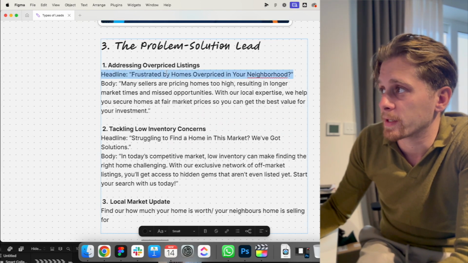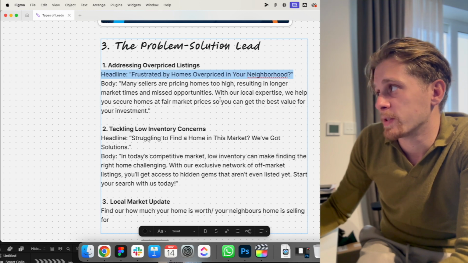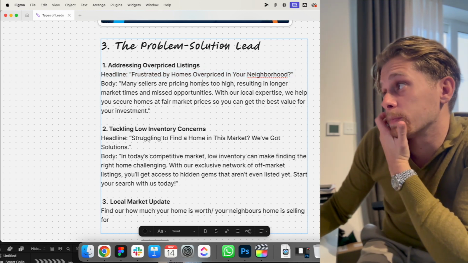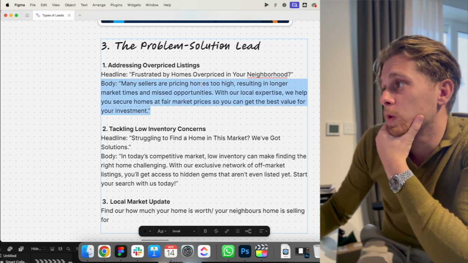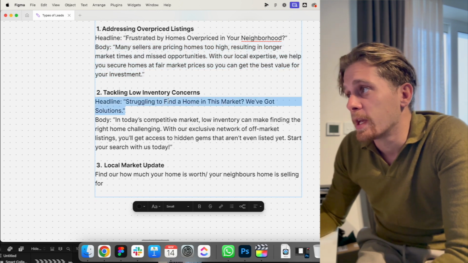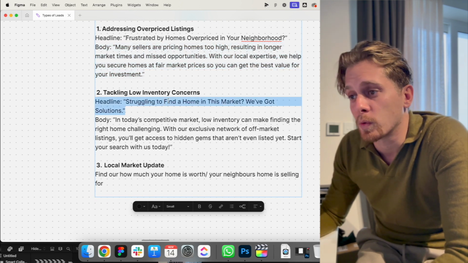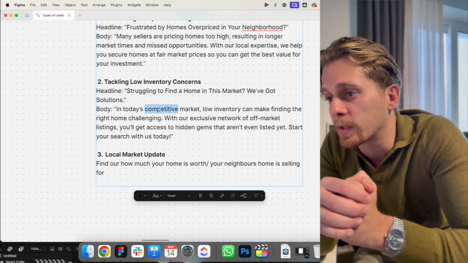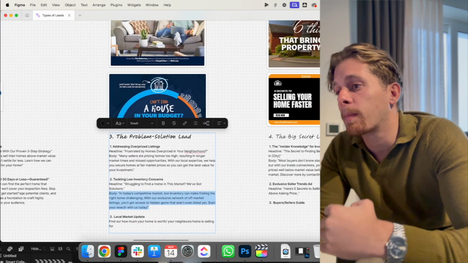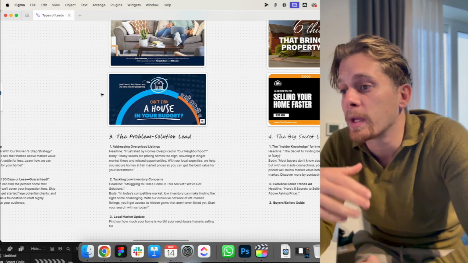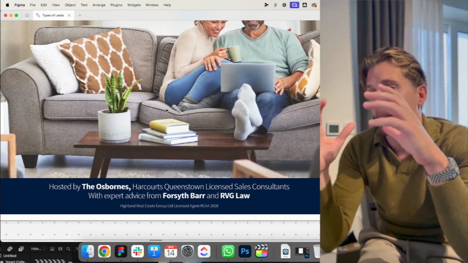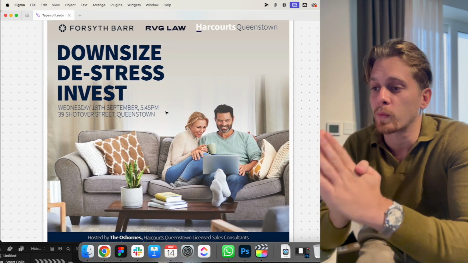Addressing overpriced listings: frustrated by homes overpriced in your neighborhood? Many sellers are pricing homes too high, resulting in longer market times and missed opportunities. With our expertise, we'd be able to find you the right property. Another one would be low inventory: struggling to find a home in this market? We've got solutions for you. The best homes typically sell within 5 days, and most of the time you're not going to get access to those properties. Sign up for our exclusive list and we'll be able to send you the properties before anyone else has access to them.